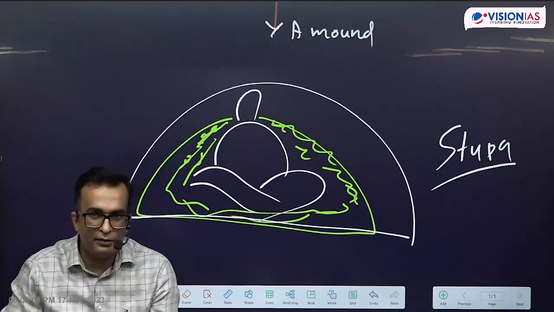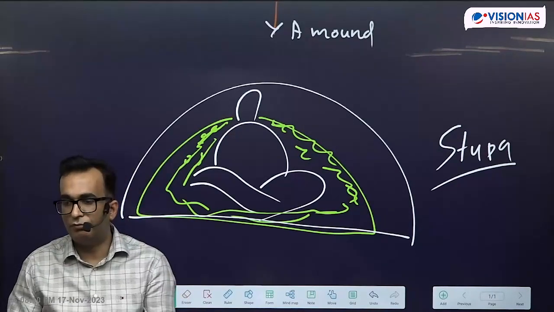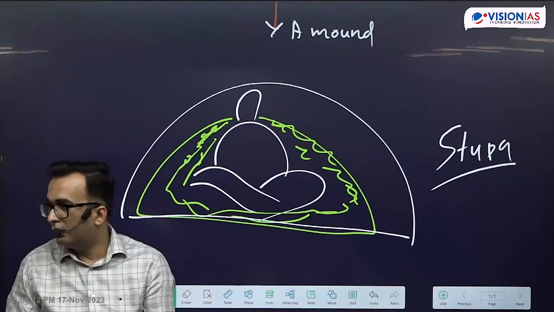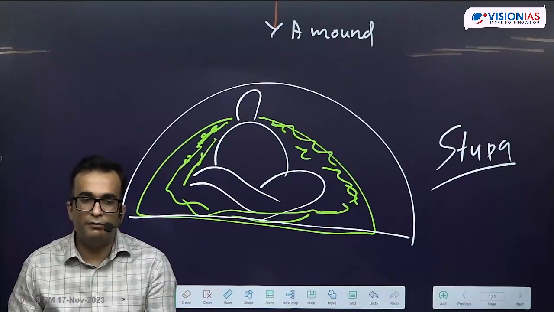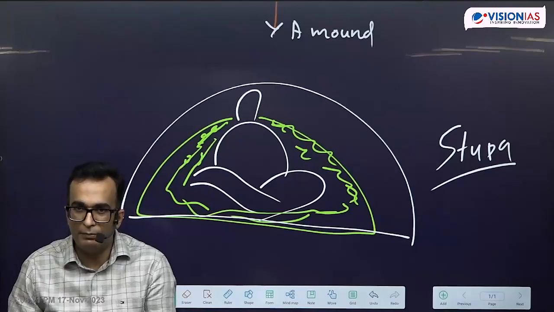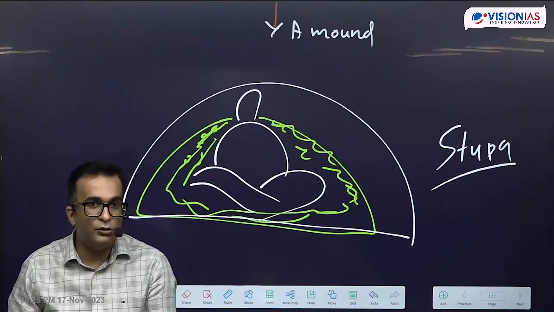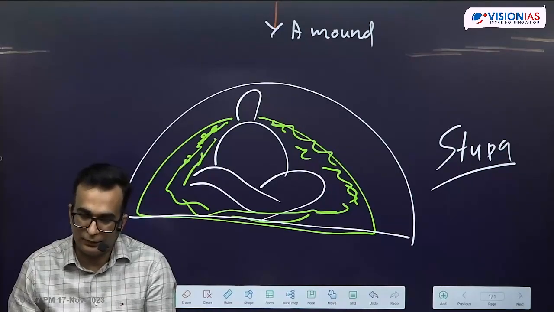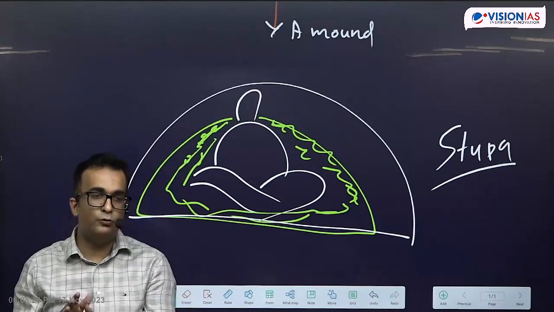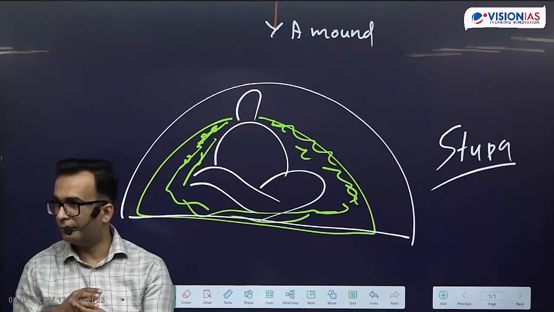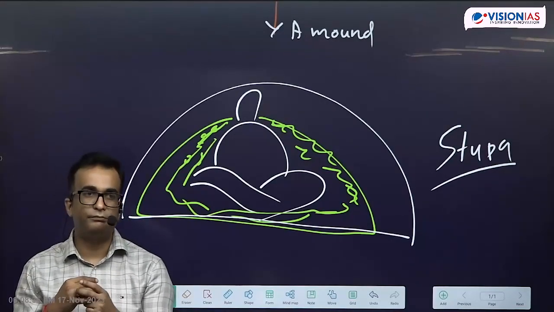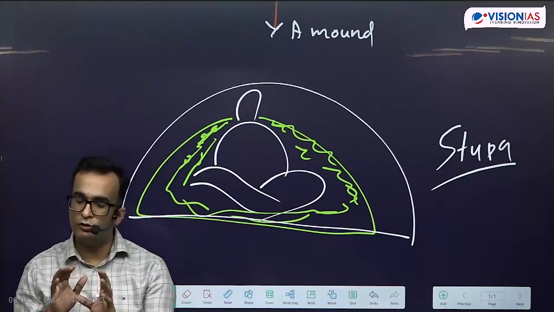the divine rishis of that time were cremated, C-R-E-M-A-T-E-D, were cremated in stupa formations. In stupa formations, full stop.